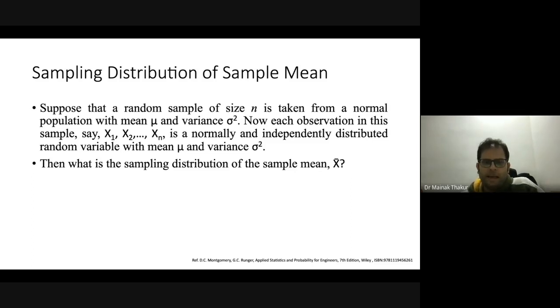Now what will be the sampling distribution of the sample mean x bar? This is the question. If you take n random samples from a normal distribution with mean mu and variance sigma square, and now you average them, what will be the distribution of the average? What do you think? What will be the mean of x bar? What will be the variance of x bar?